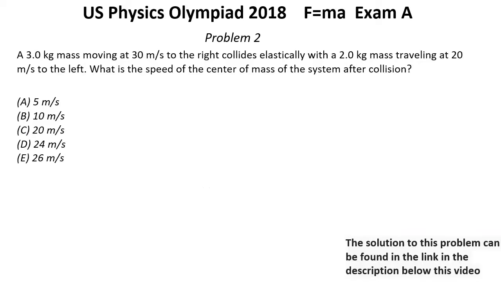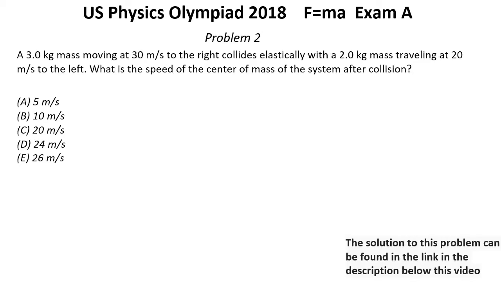Problem 2. A 3 kilogram mass moving at 30 meters per second to the right collides elastically with a 2 kilogram mass traveling at 20 meters per second to the left. What is the speed of the center of mass of the system after collision?